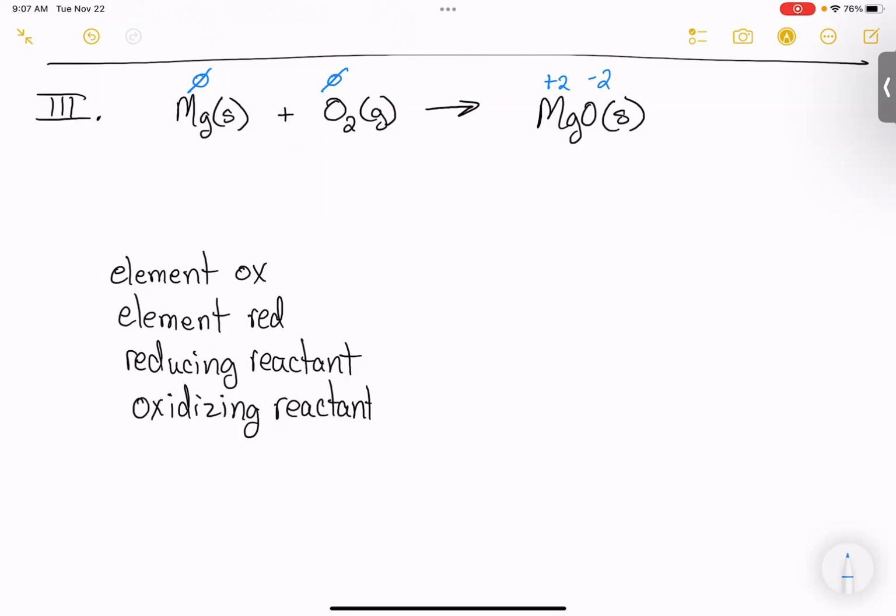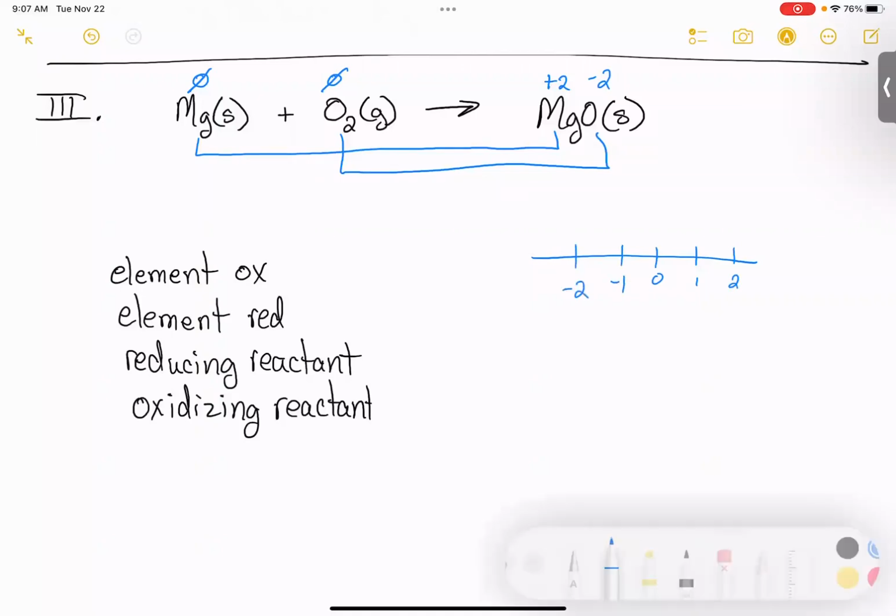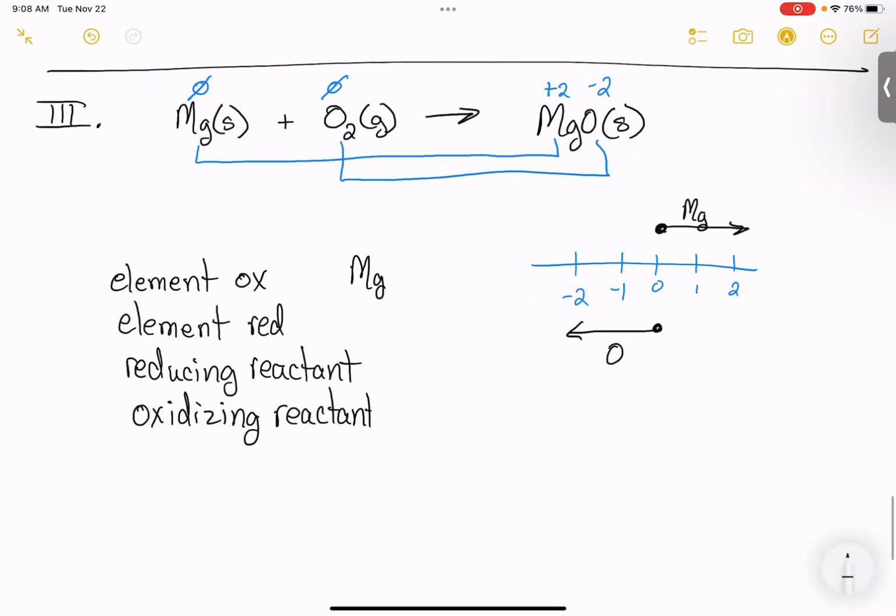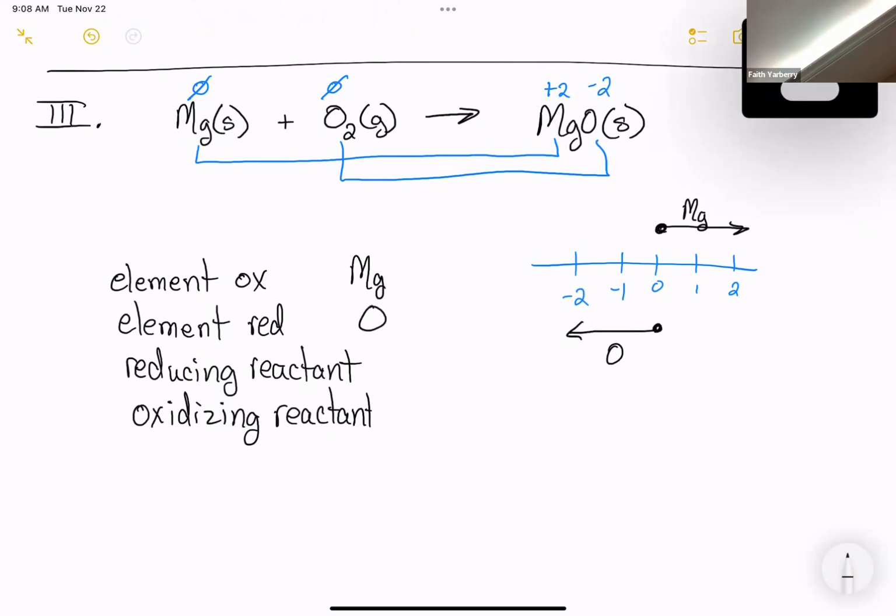Now connecting our dots, the magnesium undergoes a change and so does the oxygen. Our magnesium went from a 0 to a +2. So what happened to the magnesium? It was oxidized. The oxygen went from a 0 down to a -2. So what happened to our oxygen? It was reduced.